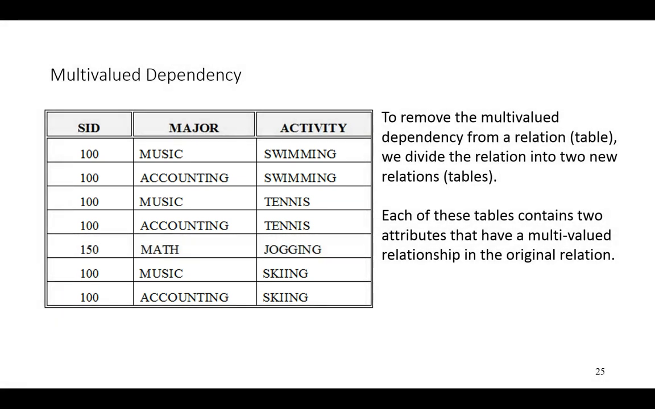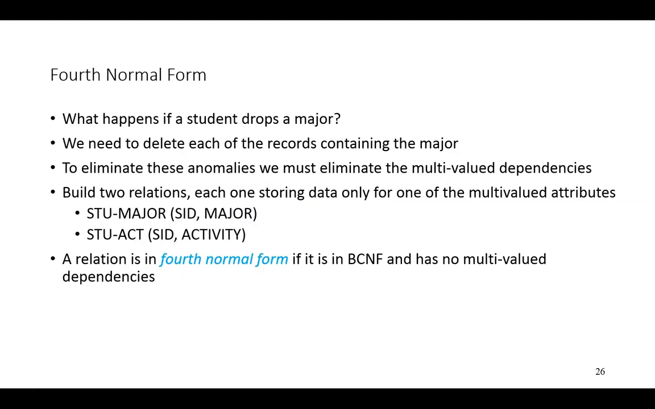To remove the multi-valued dependency from a relation or table, we divide the relation into two new relations or tables. Each of these tables will contain two attributes that have a multi-valued relationship occurring in the original relation. Consider what happens if a student drops a major. Because a student can have multiple majors, we have to consider the implications there, but also because a student could have multiple activities. This also is related to this issue of the student dropping a major.